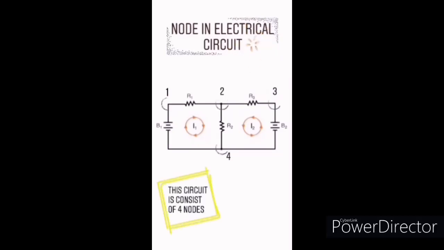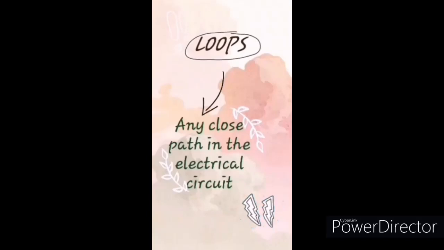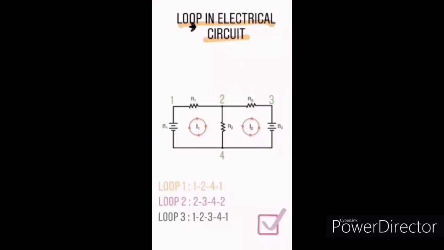Let's move on to the next part, which is a loop. A loop is defined as any closed path in the electrical circuit. In this circuit, there are 3 loops. The first loop starts with node 1, moves to node 2, then to node 4, and back to node 1. The second loop starts with node 2, moves to node 3, then to node 4, and back to node 2. The last loop is the outermost loop that goes from node 1 to node 2 and moves to node 3.